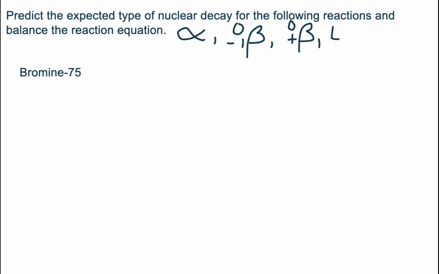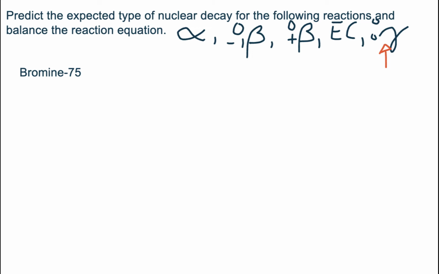We could also see something that we call electron capture. I'll talk about that more in a minute. Or we could see a gamma emission. A gamma ray is just photons of light, and so they don't have any mass and they don't have any charge.